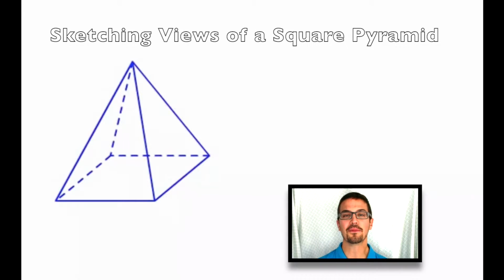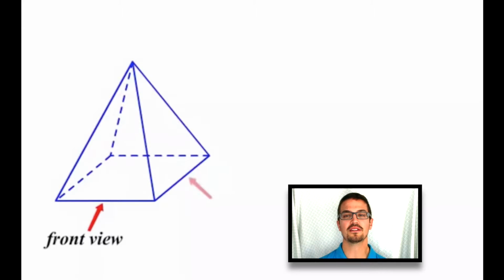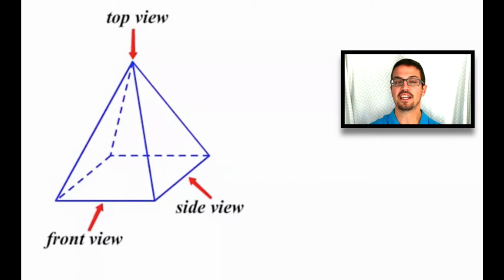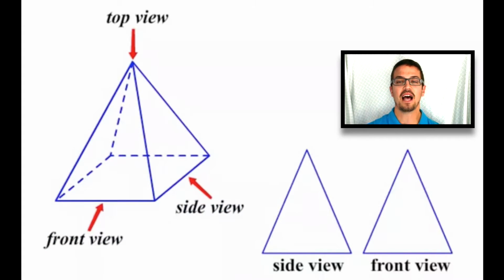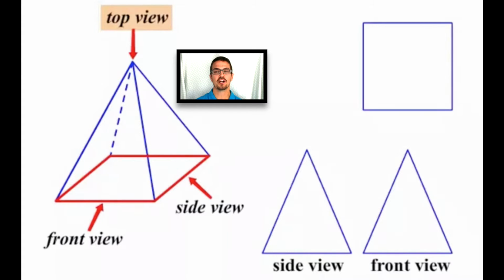Let's look at another example. Here is a square pyramid. We need to sketch the front, side, and top views of this pyramid. The front view, located here, would simply be a triangle. The side view would also be a triangle, and the top view would have an outline of a square, but with the lines from the edges of the shape that lead to the middle.